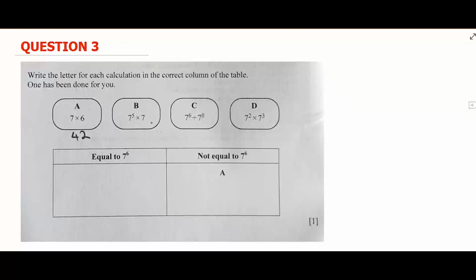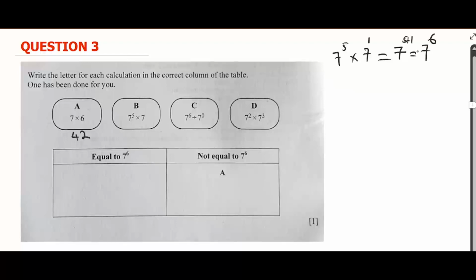Let's look into B here. You have 7 to the power of 5 times 7, which is the same thing as 7 to the power of 1. This is the multiplication law of indices. You choose one of the bases, then you add the powers. So this will be 7 to the power of 6. Okay, so that means B is equal to 7 to the power of 6. So I'll put B here.